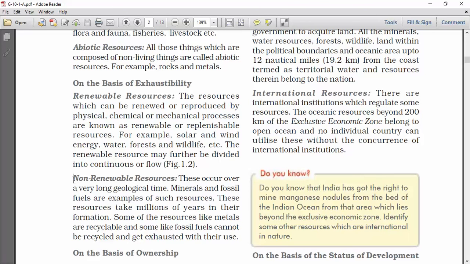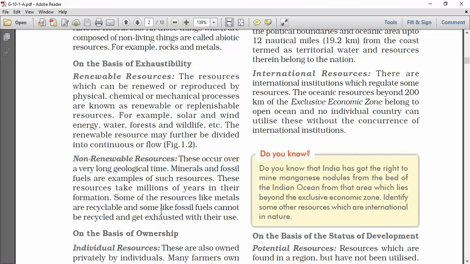Then non-renewable resources. Resources which occur over a very long geological time. Once they have been used, they are exhausted. For example, minerals and fossil fuels. These resources take millions of years in their formation.